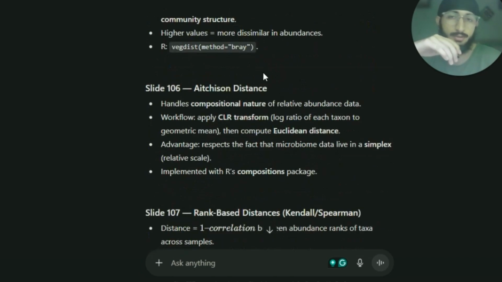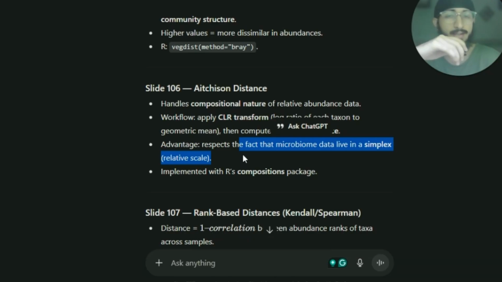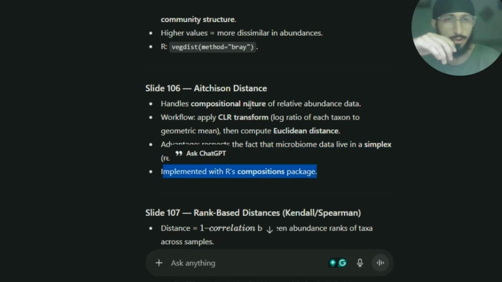Then, Aitchison distance handles the compositional nature of relative abundance data. The workflow is to apply the CLR transform, the log ratio of each taxon to the geometric mean, the one we discussed, CLR. Then compute the Euclidean distance. The advantage is that it respects the fact that microbiome data live in a simplex, that is a relative scale, implemented with R's compositions package, right?